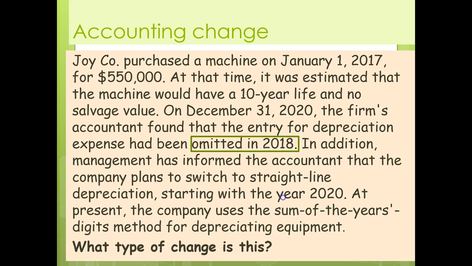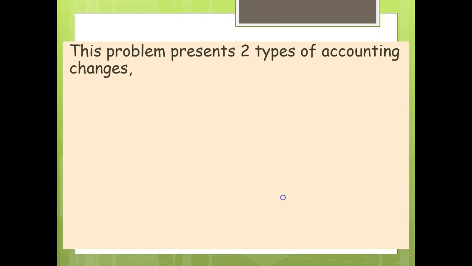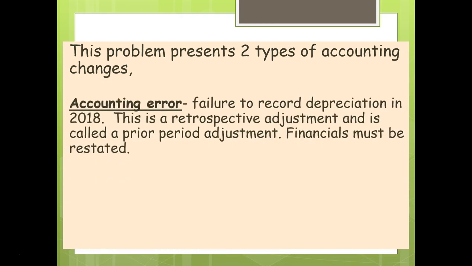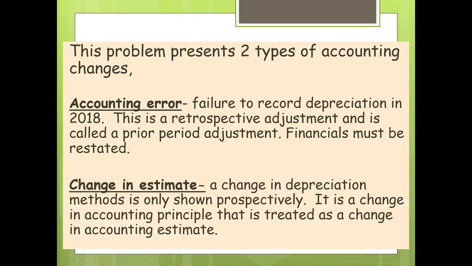We have an error and a change in estimate. So, again, the accounting error, failure to record depreciation in 2018. This is a retrospective adjustment. It's called a prior period adjustment. Financials must be restated. Change in estimate, a change in depreciation method is only shown prospectively. It is a change in accounting principle that is treated as a change in accounting estimate.